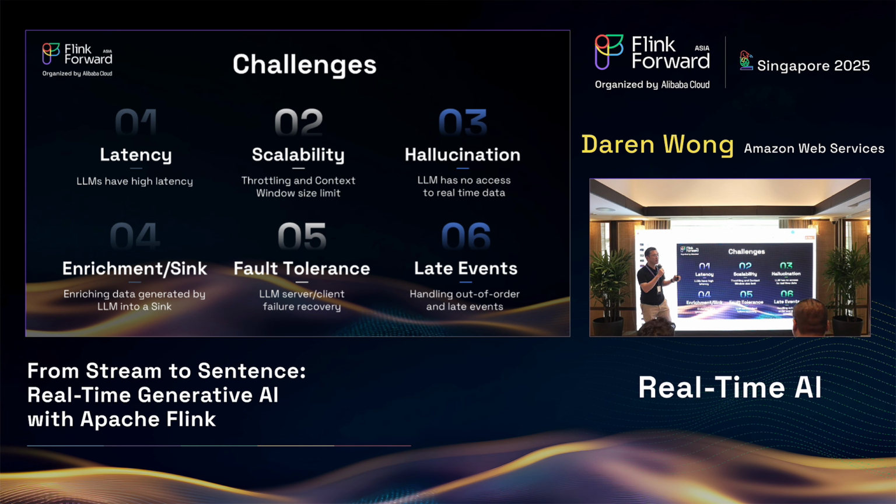The third one is hallucination. As you can imagine, in such a highly dynamic use case or environment like real-time sports generation, you really need real-time data in order to make the best commentary. So if the LLM does not have access to real-time data, you can imagine it can be quite easy for it to hallucinate and produce commentaries that are not accurate.